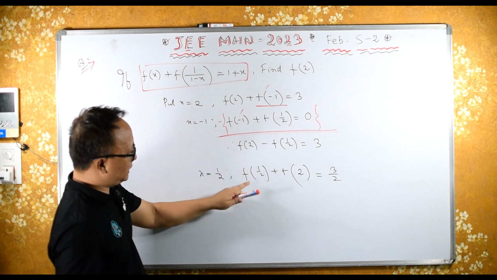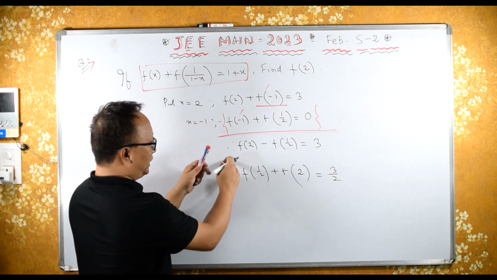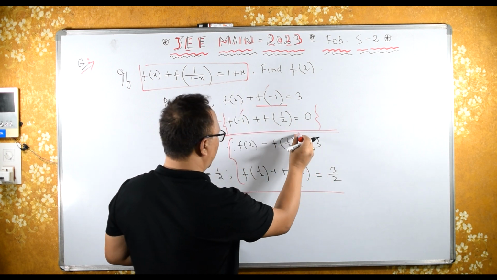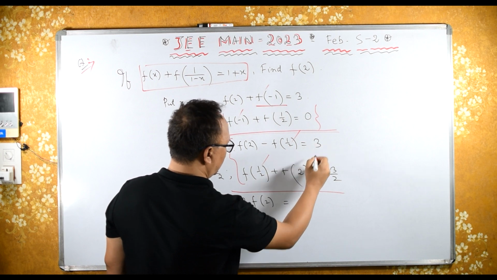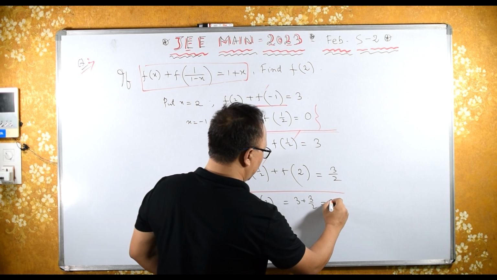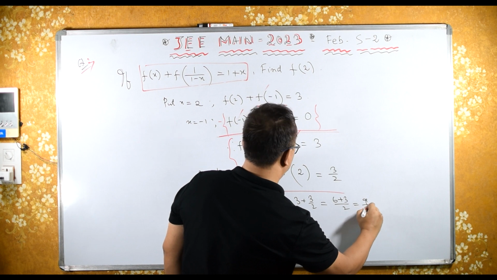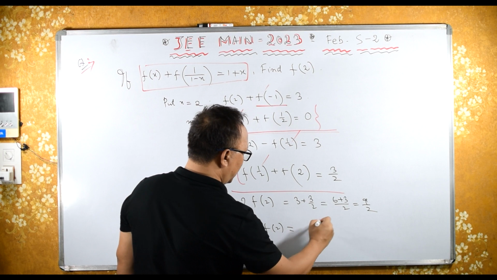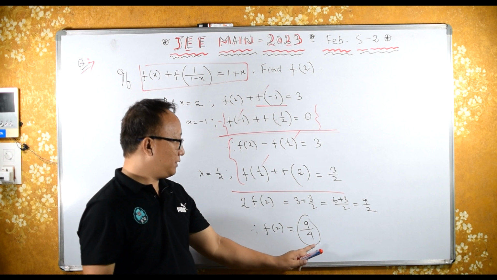Now if I add these two equations, this and this will get cancelled. So what I have, twice f of 2 equals what? 3 plus 3 by 2 is what? 6 plus 3 is 9, so 9 by 2. Therefore f of 2 equals 9 by 4. So they are asking f of 2, this is what? 9 by 4.